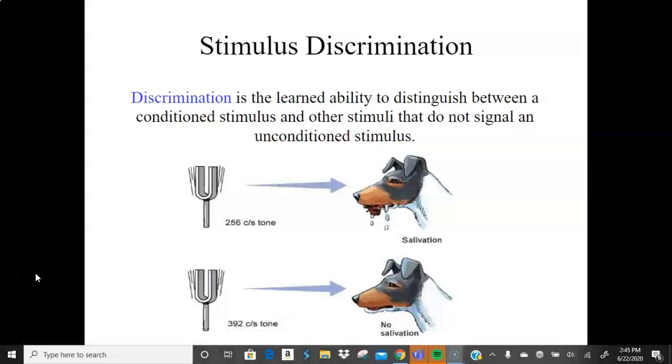The flip side of that is stimulus discrimination. Discrimination is the learned ability to distinguish between a conditioned stimulus and other stimuli that do not signal an unconditioned stimulus. So Pavlov actually taught the dogs which tones would produce food and which tones would not, and they could differentiate or discriminate between those two. I know for my dogs, they came to the point where if there's a doorbell, they will look at us to see if we're going to respond.